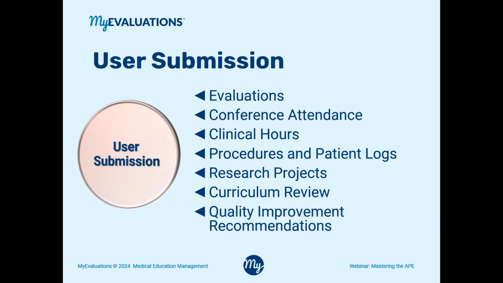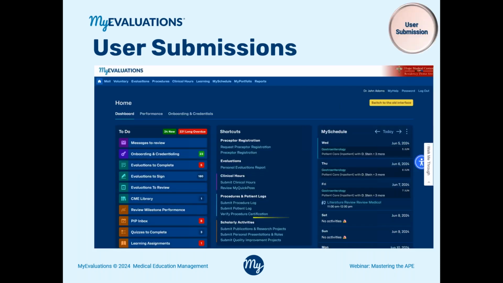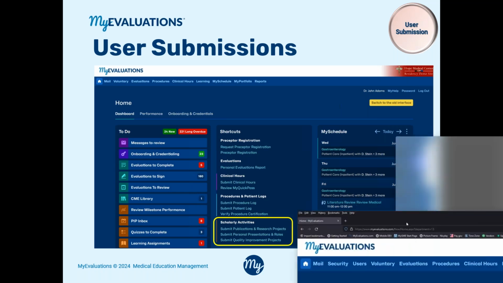And of course, the last item is our quality improvement recommendations, again, through the My Portfolio module, and also through the main interface where residents are logging into the system. They're able to submit their scholarly activities directly through there as well. So here, when you look at the main login screen, looking at a resident, there's a section here for scholarly activities that allows them to submit publications and research projects, submit personal presentations and roles, and submit quality improvement projects directly from there. That's available to all your residents and all your faculty.